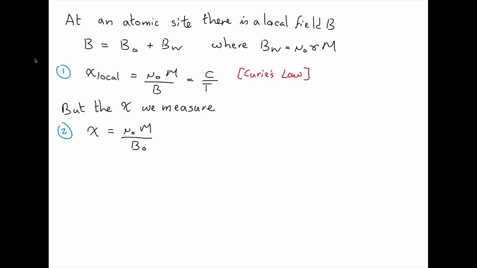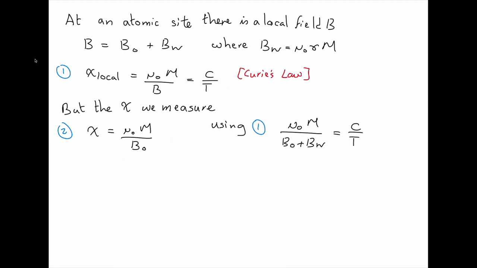But what I would like to do now is relate Curie's law to this definition of the susceptibility. Okay, right. So I will begin by using equation 1. That tells me that mu naught M over B, but hang on, B is B naught plus B Weiss, equals C over T.